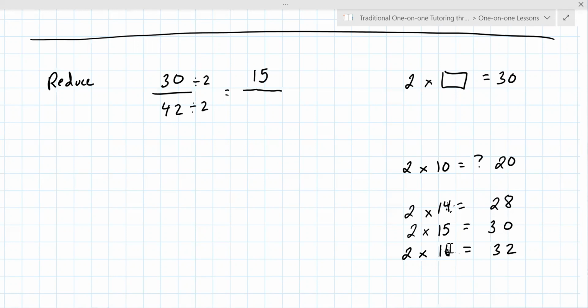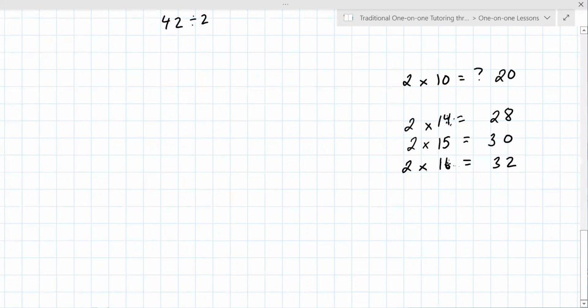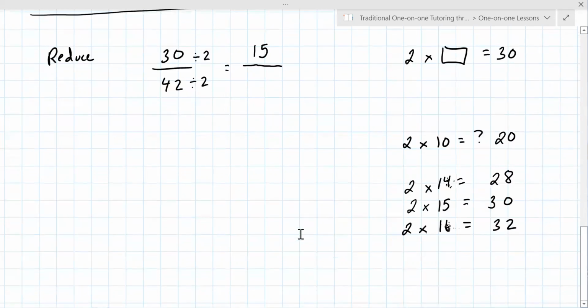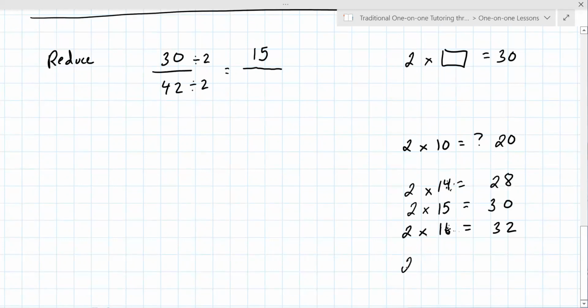How are you doing on this one? Well, what numbers have you tried? I tried 2 times 17. Okay, and what is 2 times 17? What did you get for that? 34. Okay, 2 times 18 is 36.